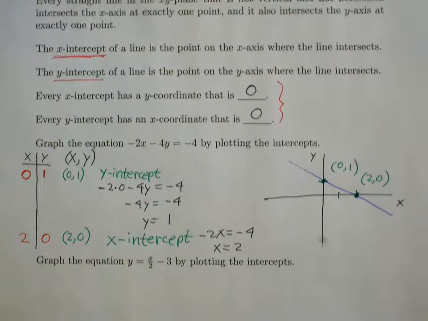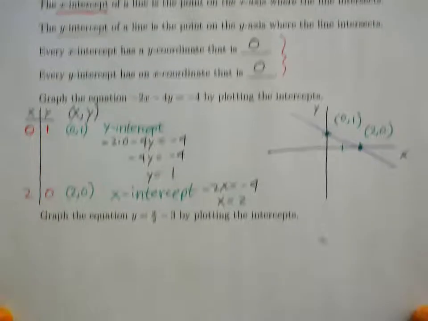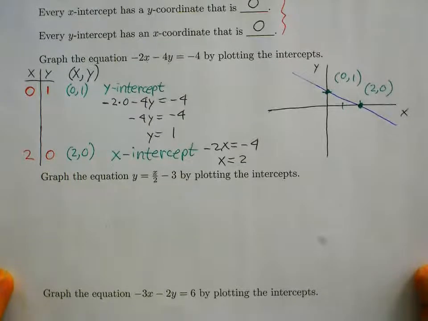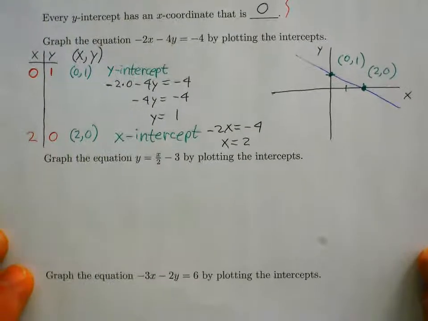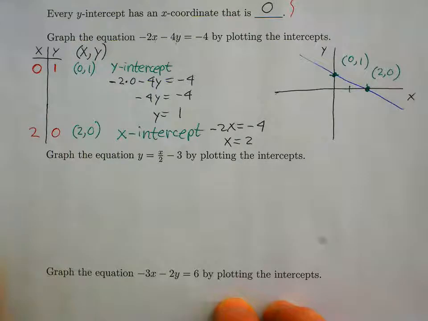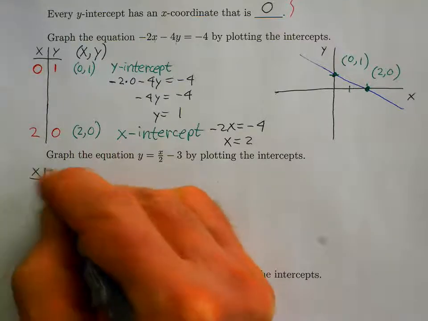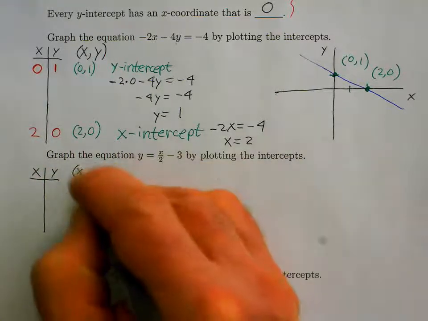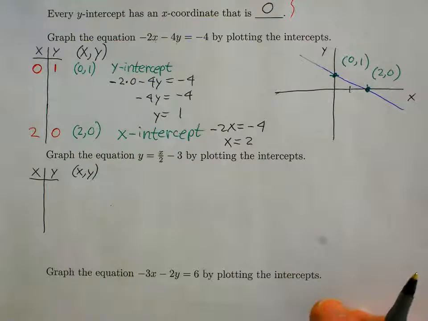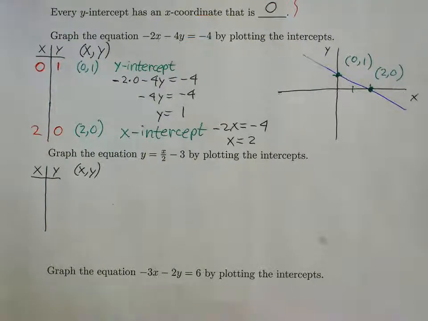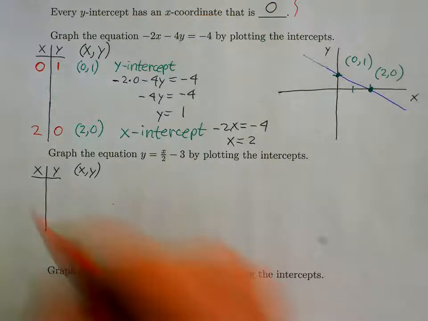So the next one, let's do the same thing. Graph the equation y equals x divided by 2 minus 3 by plotting the intercepts. So we'll find the x and y intercepts. Okay, so let's find the y-intercept first.